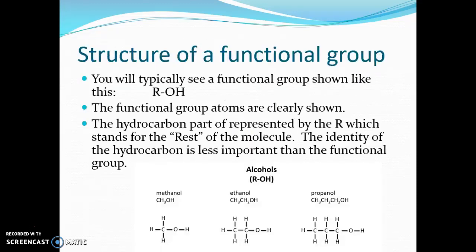So for example, alcohols have an OH. Here you can see there are different types of alcohols. Ethanol is the alcohol that is in alcoholic beverages typically. Propanol is what is in your medicine cabinet when you want to disinfect something. So you can see that the one thing they all have in common is the fact that you have an OH on the end. The carbon and the hydrogen chain represents the rest of the molecule.